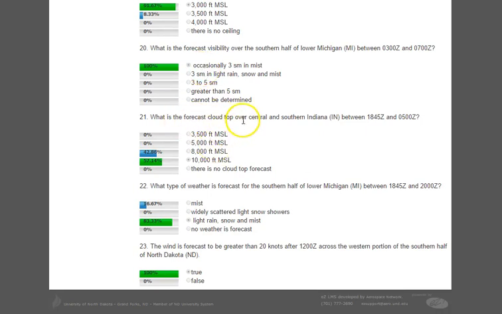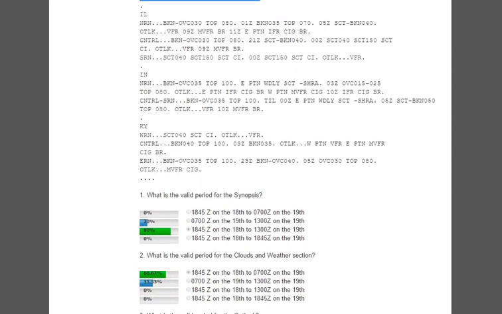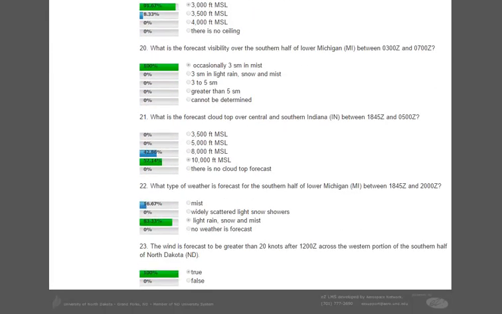What is the forecast cloud top over central and southern Indiana between 1845 and 5 Zulu? So here we go, southern and central Indiana, 1845 until 5 Zulu. There's the weather right there, and it says the tops are 10,000. So the correct answer is 10,000 feet MSL. And that is what the correct answer is.